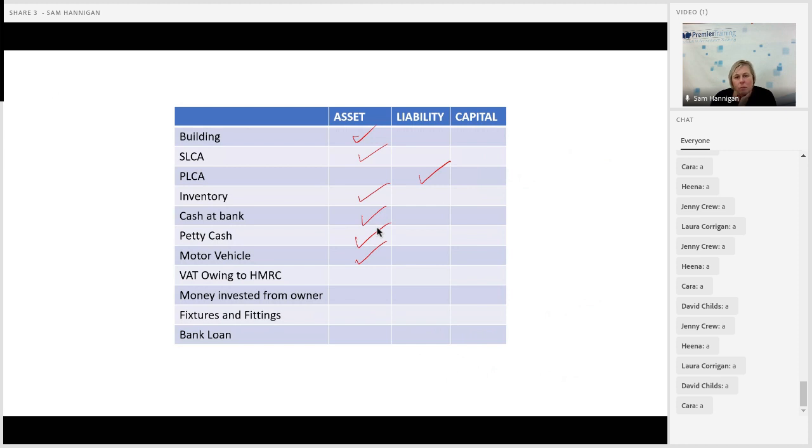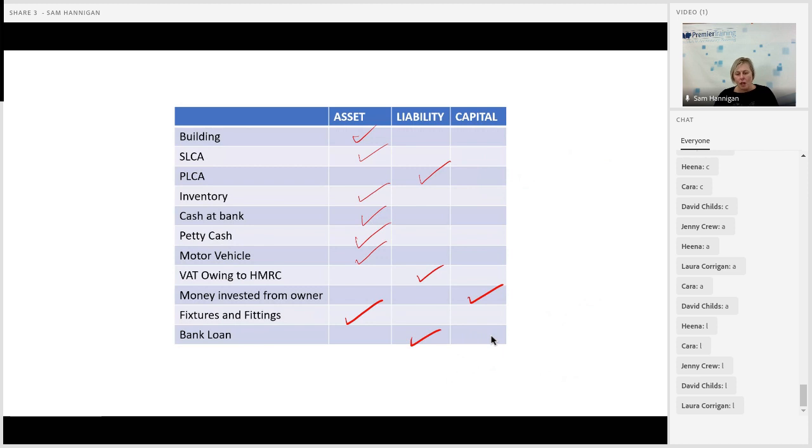Careful on this one. Money that we owe to HMRC for VAT. Fantastic. Money invested by the owner into the business. Fab. Fixtures and fittings, so this can be your tables, chairs, things like that. Excellent. And a bank loan. Brilliant. Well done, guys. Absolutely fantastic. I'm so glad you're still all awake and you've got it.